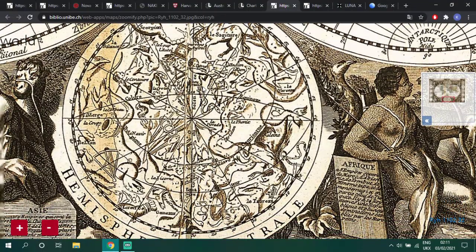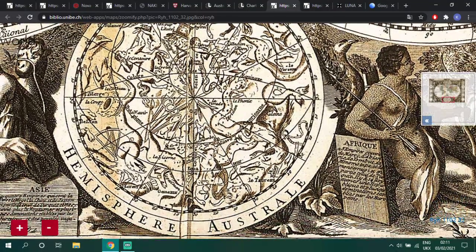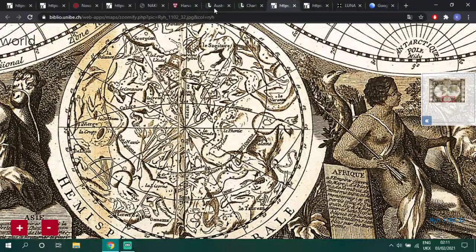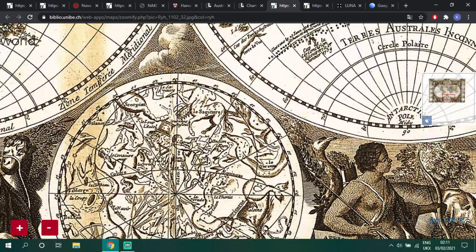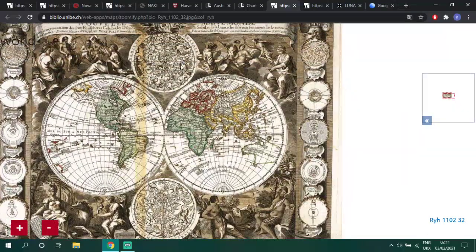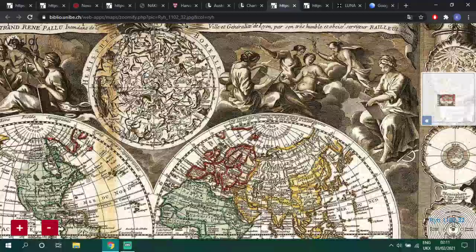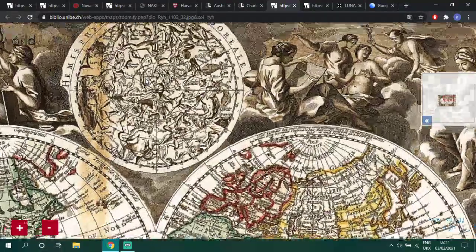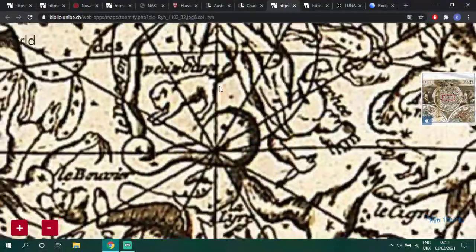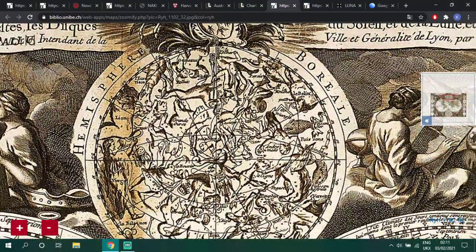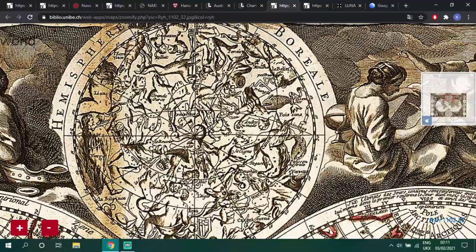And this is the cycle of the stars. You notice that it's going in a circle. You go, oh, it's a sphere. No. There's the top one. Zoom in then. Too far. So yeah, Hemisphere Boreale.